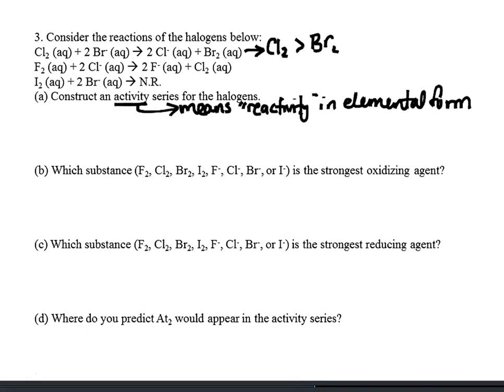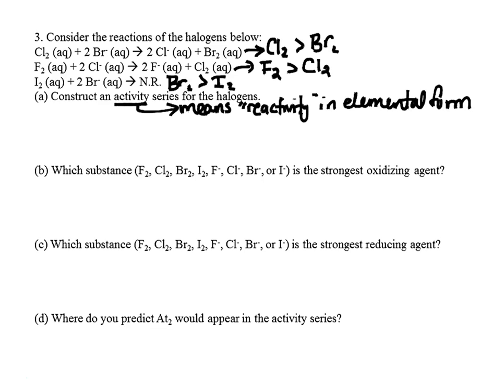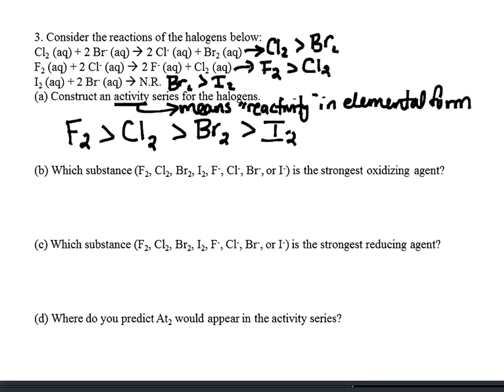In the second reaction, fluorine is more active than chlorine. And in the third reaction, iodine is not capable of taking these electrons from bromide, which means bromide wants them more. So iodine is not as reactive as bromine would be, right? So bromine wants those electrons more than iodine does. So you know bromine is more active than iodine. So from these three reactions, we can put these in order of activity. Fluorine is the most, followed by chlorine, followed by bromine, followed by iodine.